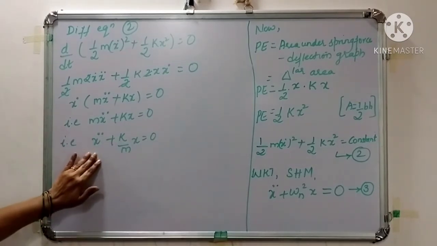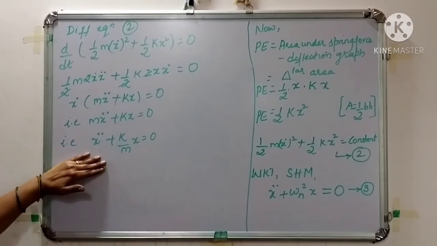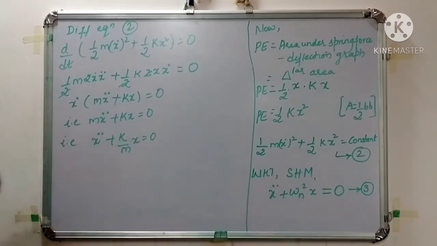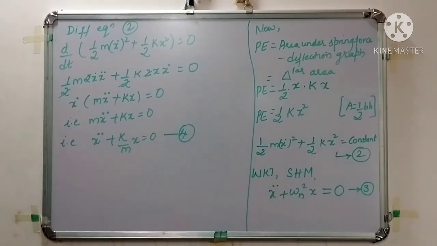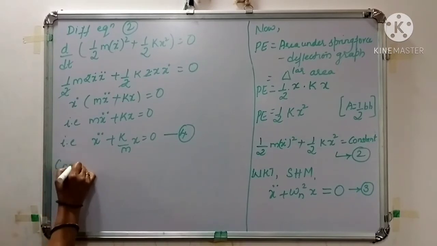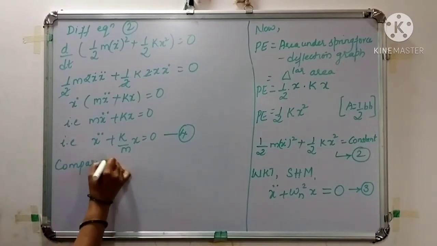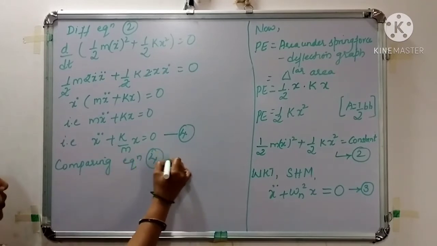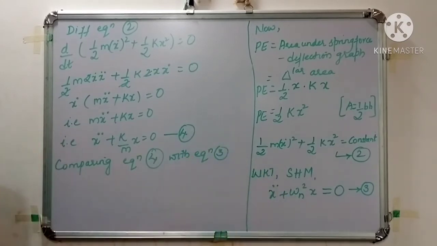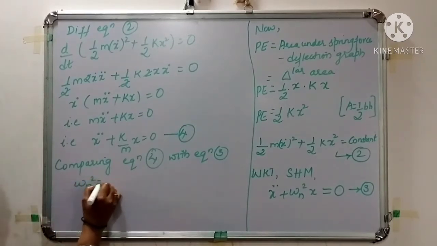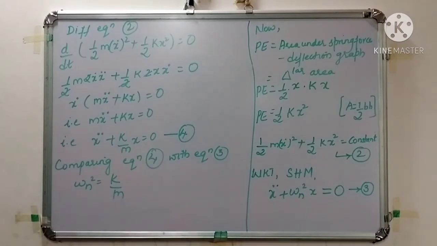Now you have your equation number 2 in this form, and you can compare this with your standard simple harmonic motion equation. Let me call this as equation number 4. Comparing equation 4 with equation 3, what do you get? We see that omega n square is equal to k by m.